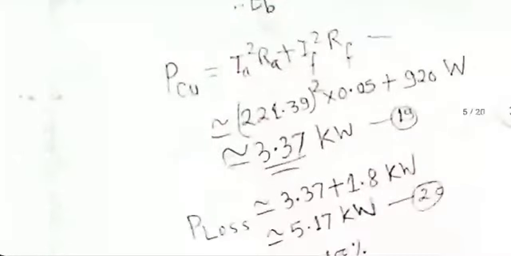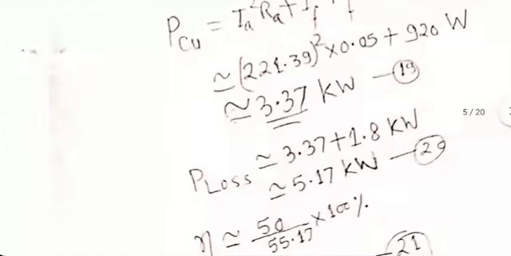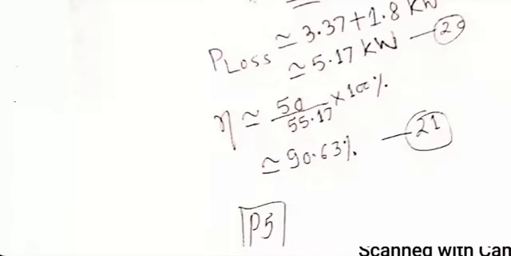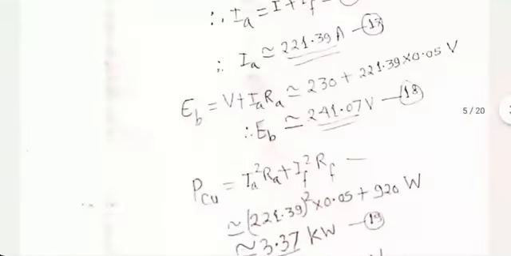So you get the total loss as 5.17 kilowatt. Output power is 50 kilowatt, so input power is 55.17 kilowatt. Take the ratio, multiply by 100 to get the percentage value. At lower loads, efficiency improves slightly. It is now 90.63%. For full load, it was 89%.